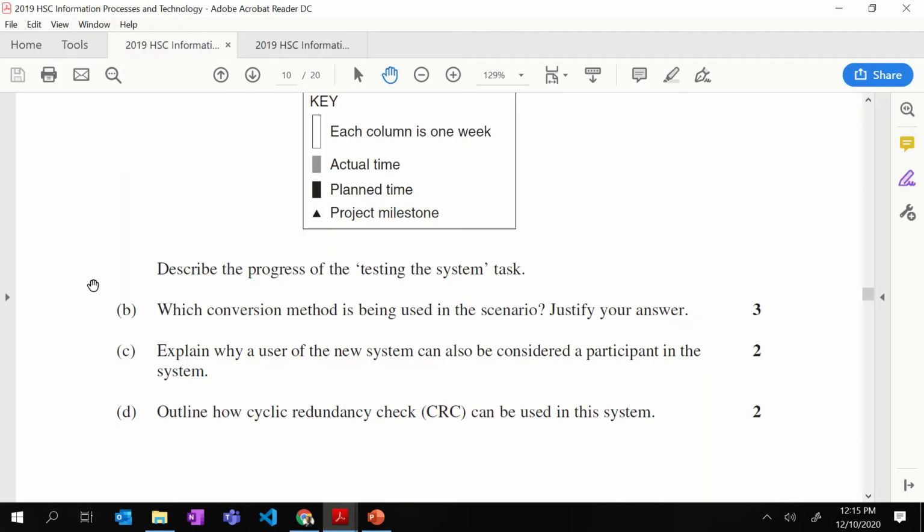All right, so B says, which conversion method is being used in the scenario? Justify your answer, and it's worth 3 marks. So what you would do is remember your conversion methods and see which ones are being used in the scenario and then justify your answer. So conversion methods are, of course, pilot, direct, parallel, or phased.